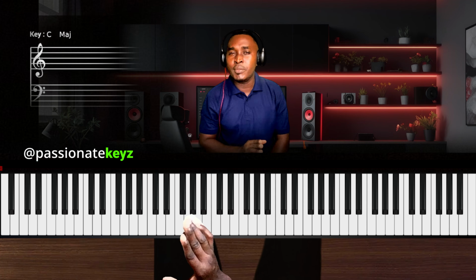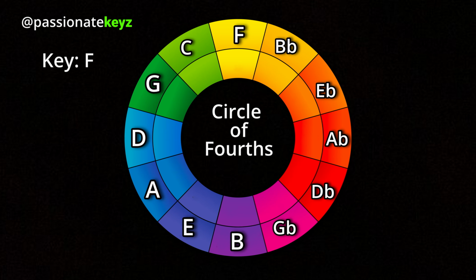Now, what if I'm not in the key of C? Let's say I'm in the key of F. What are the 3 major chords in F? F, B flat, and C. Good job. If F moves to C, what's the next chord? Back home, F. If F moves to B flat, what's next? Back home, F.